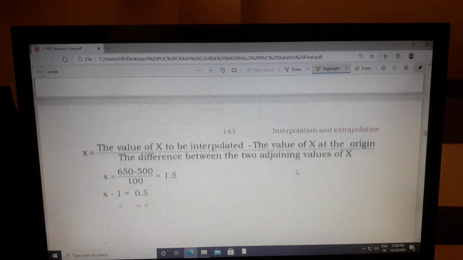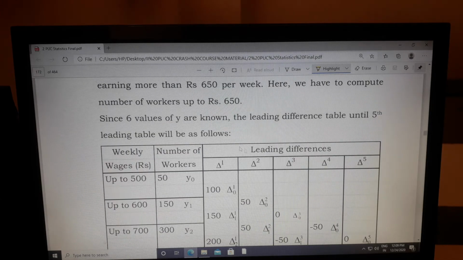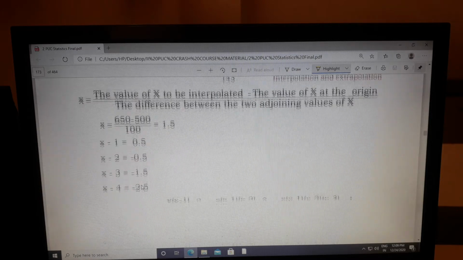And then what is x? The value of x to be interpolated. What is the value of x to be interpolated? More than rupees 650 it is asked, but initially we are calculating just up to 650 only. That's why you take 650 first, minus the value of x at origin. The value of x at origin is 500 here, right? So you substitute 500 here.